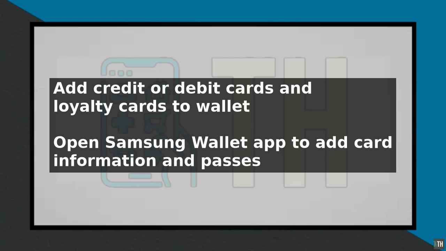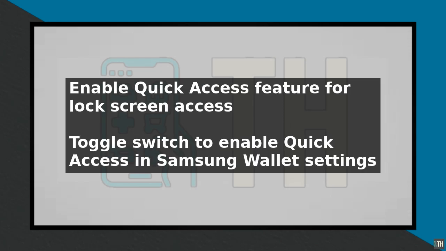To access Samsung Wallet from the lock screen, simply swipe up from the bottom of the screen. On the home screen, you can add a Samsung Wallet widget to quickly access your cards and passes. When your screen is off, you can use the double tap to open feature to quickly access Samsung Wallet.